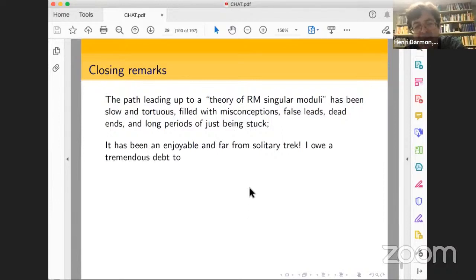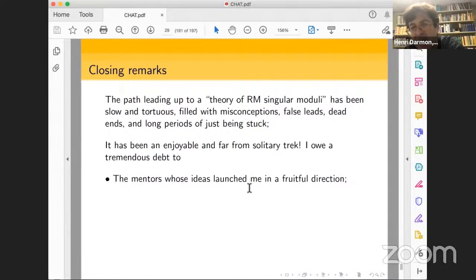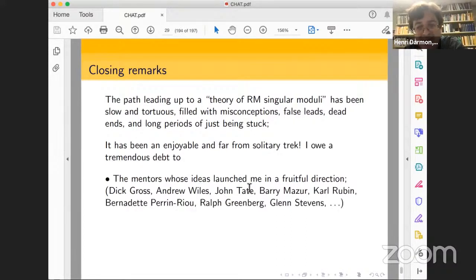And I'm very grateful in particular to all the mentors whose ideas that I evoked at the beginning of the lecture launched me in these fruitful directions. So of course, Dick Gross and Andrew Wiles were my official mentors at Harvard and Princeton in these early years. And then people like Tate and Mazur, of course, who influenced me as they influenced all of us. And Karl Rubin, Perrin-Riou, Ralph Greenberg, Glenn Stevens, whose important ideas were really instrumental to setting up this theory.